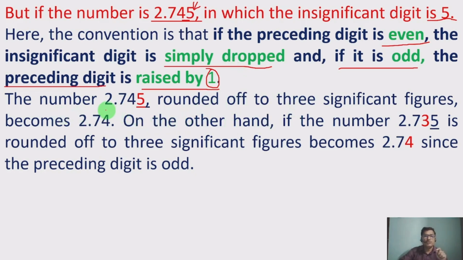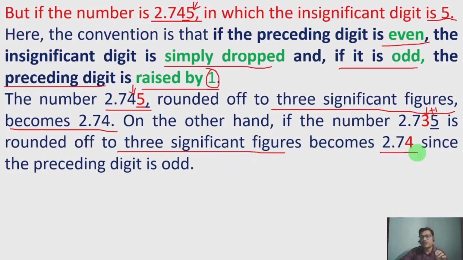The number 2.745 rounded off to three significant figures is 2.74. How is it? This preceding digit is even, therefore the insignificant digit is simply dropped without changing the preceding number. On the other hand, if the number is 2.735, the preceding digit is odd, so the insignificant figure is dropped by adding one to the preceding digit. Rounded up to three significant figures, it becomes 2.74 since the preceding digit is odd.